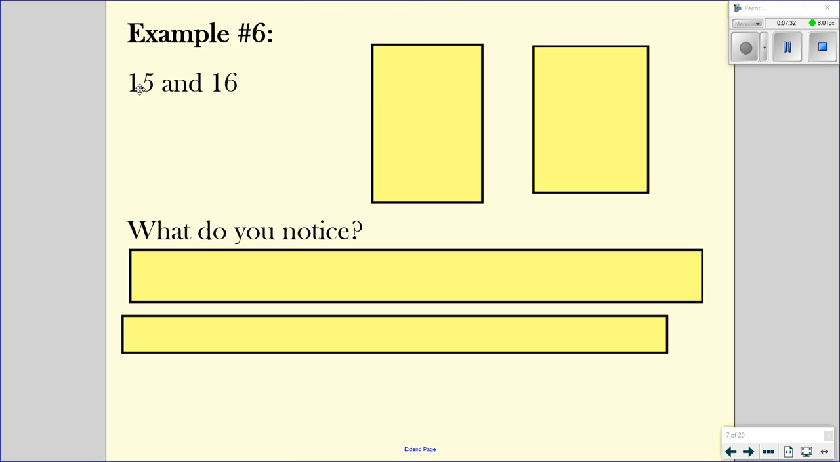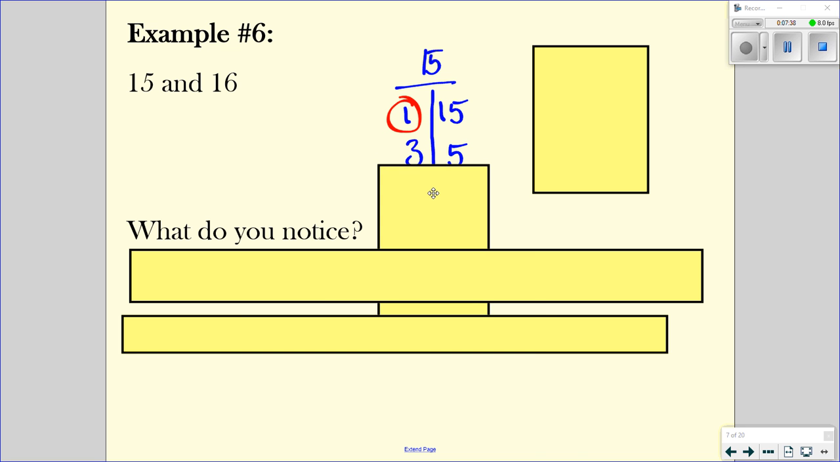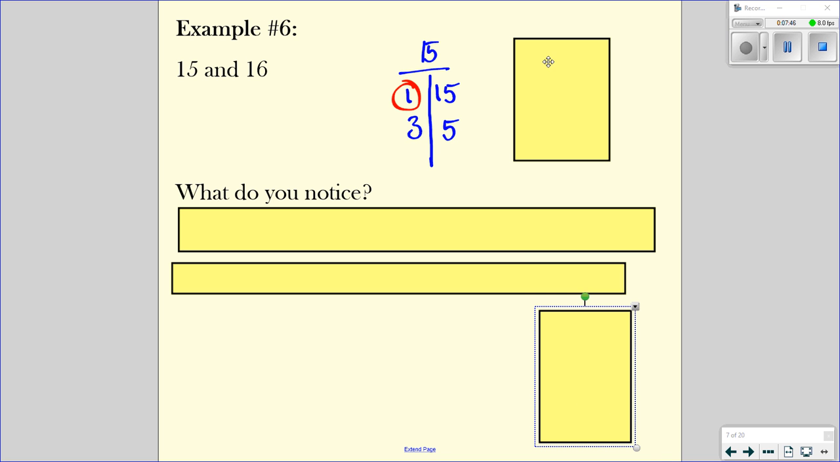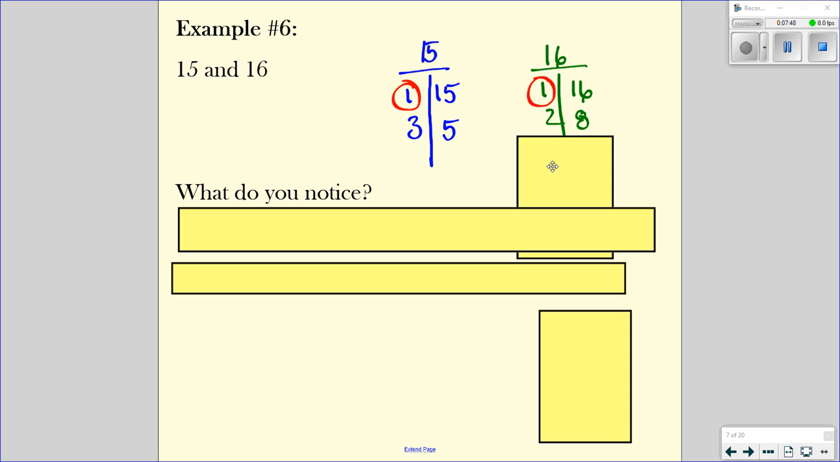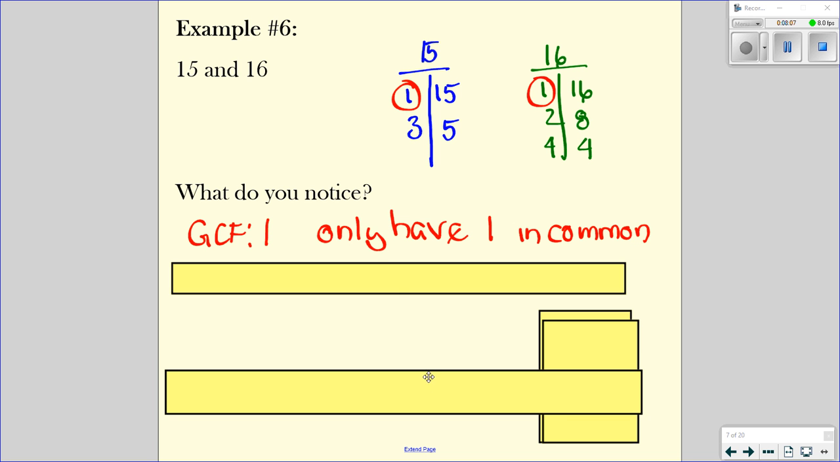Right, another example, 15 and 16. Let's do 15. 1 and 15, 3 and 5. Those are the factors for 15. For 16, 1 and 16, 2 and 8, and 4 and 4. What do you notice? Based on what I circled, we're looking for the greatest common factor. The greatest one that I can find was 1. They both have 1. So the GCF for both of them is 1, and they only have 1 in common.